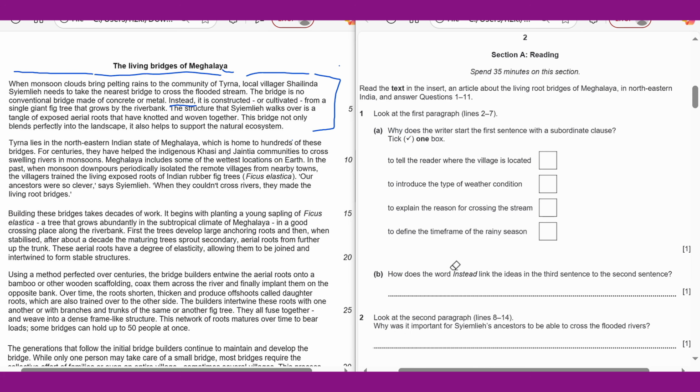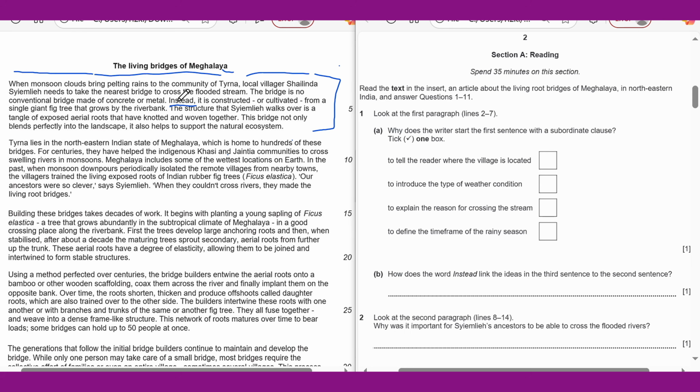Let's move on to the next question. 1b, how does the word instead link the ideas in the third sentence to the second sentence? This is the word instead. Okay, 5 seconds for you. So the third sentence is this one, and this is the second sentence.